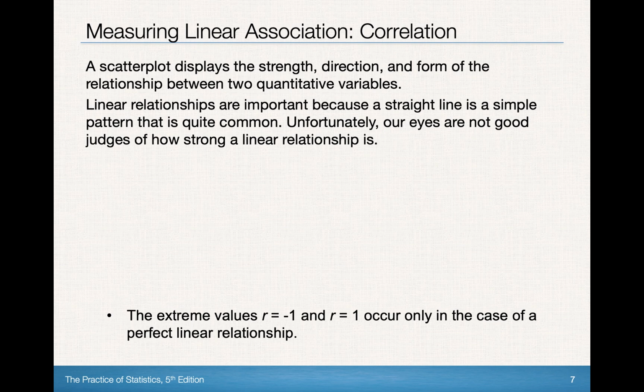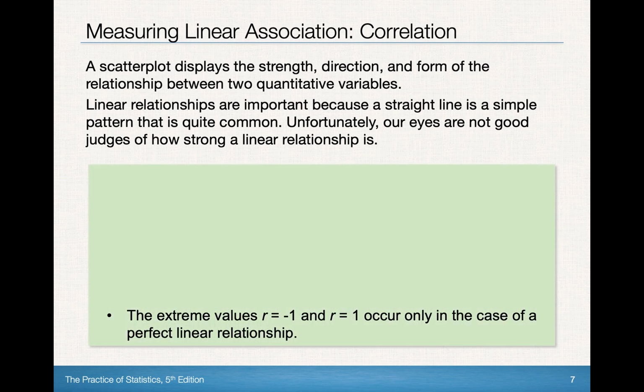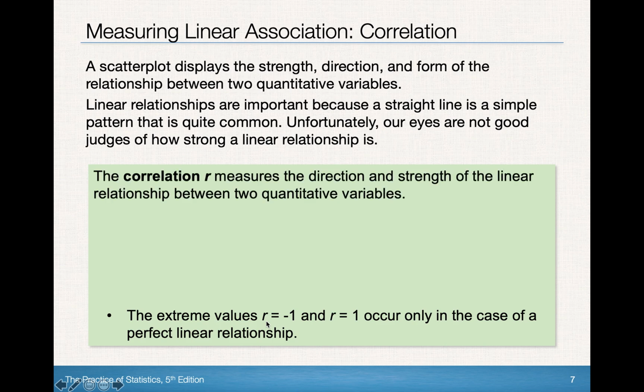Correlation is called R, right? The variable is R. And correlation measures the direction and the strength of a linear relationship between two quantitative variables, but only linear relationships. If you think the form is a curved relationship, you should not use correlation, because correlation is only for linear relationships. Okay, R, which is correlation, is always between -1 and 1.